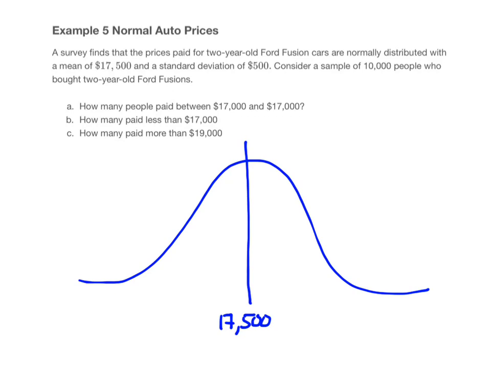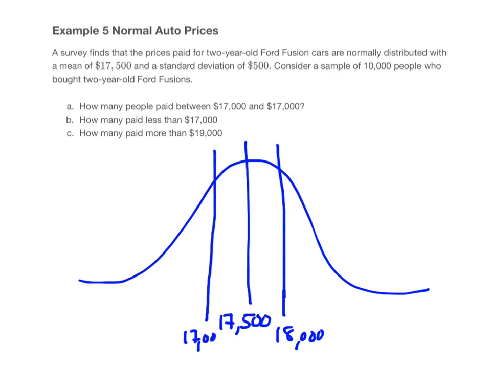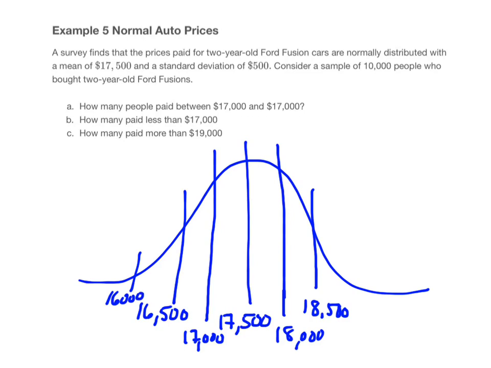So 1 standard deviation away would be 18,000, and 1 standard deviation below the mean would be 17,000. Okay, 2 standard deviations above would be 18,500. 2 below would be 16,500. All right, 3 below would be 16,000, and 3 above would be 19,000.